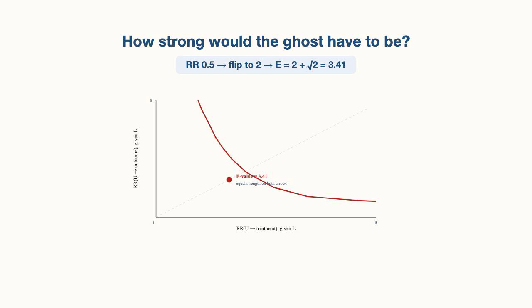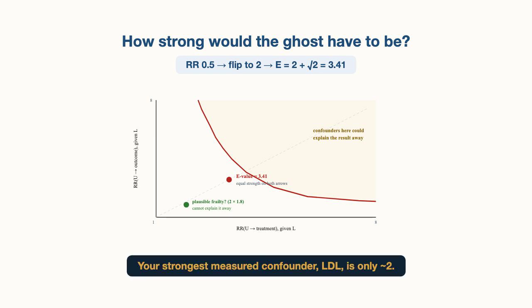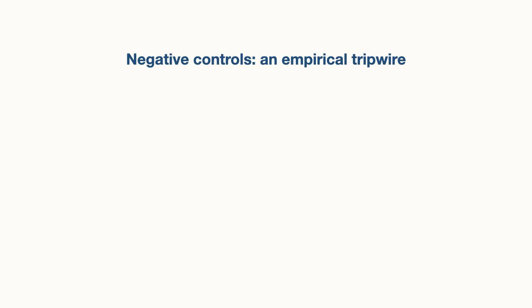Picture it. Any confounder is a point on this plane, and only points in the shaded region can explain the result away. Now calibrate. Your strongest measured confounder, LDL itself, sits around 2. Claiming an invisible variable nearly twice as strong is a claim that needs defending. The E-value interrogates a hypothetical ghost.